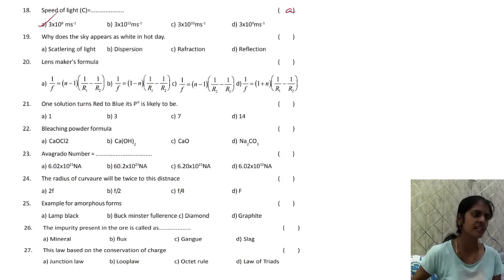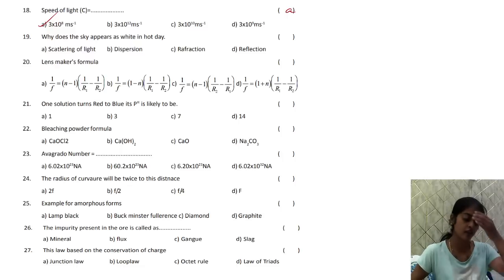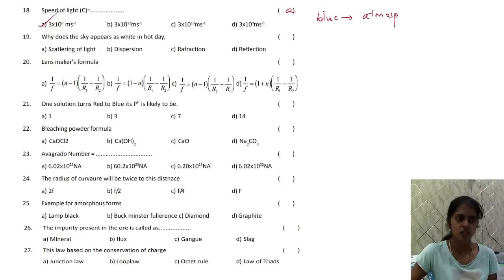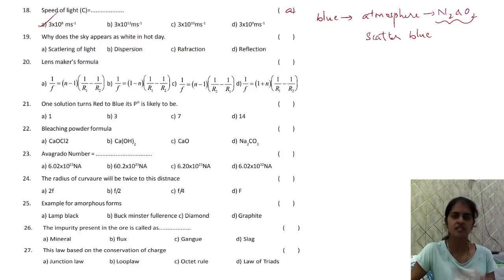Why does the sky appear white on a hot day? Usually the sky appears blue, isn't it? Why does it appear blue? Because the atmosphere is mostly made up of N2 and O2 molecules. These N2 and O2 molecules scatter blue light more, because the wavelength of blue light and the size of N2 and O2 match, so they scatter blue light more. So that's why the sky appears blue.